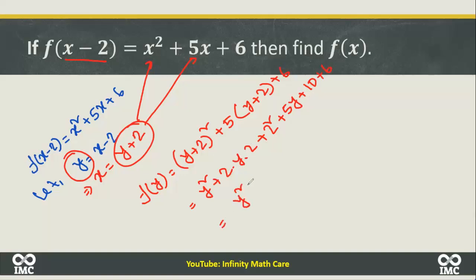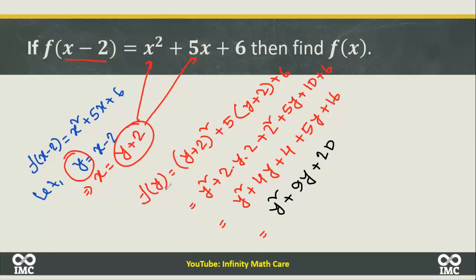Now, y square plus 4y plus 4 plus 5y plus 16. Now, we need to calculate: y square, 5y plus 4y will be 9y, and 16 plus 4 will be 20. So we can find out f of y equals y square plus 9y plus 20. Now, if we want to put the value of x instead of y, what will be our final result? F of x will be x square plus 9x plus 20. I hope you understand this one properly.